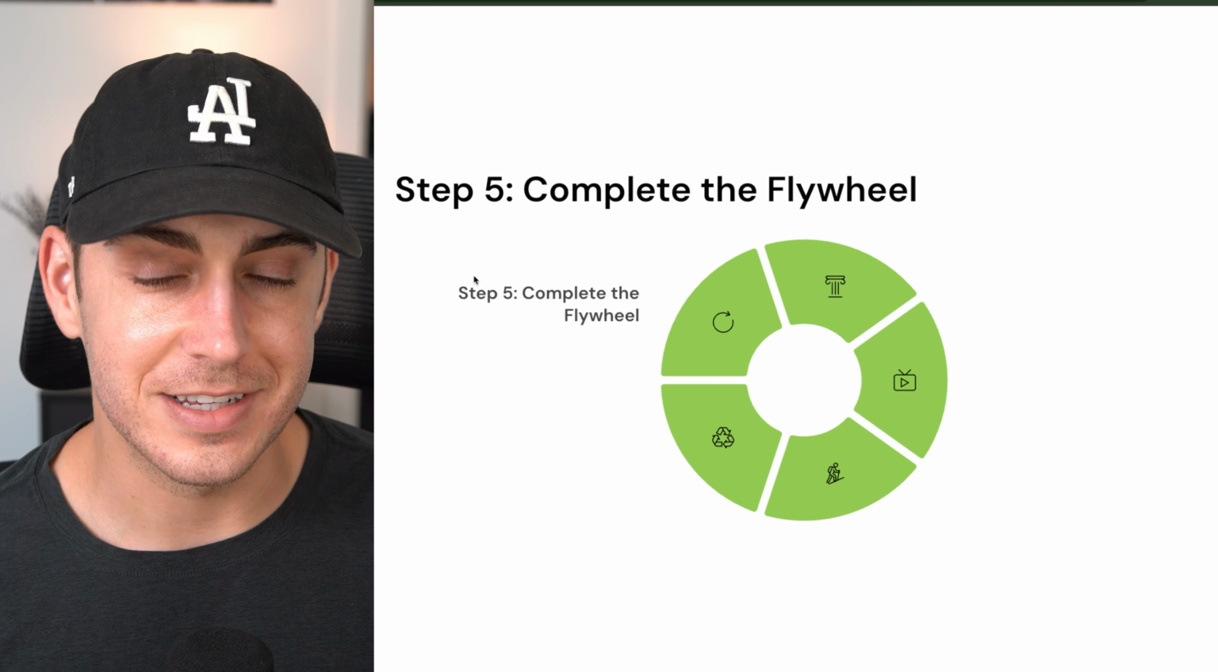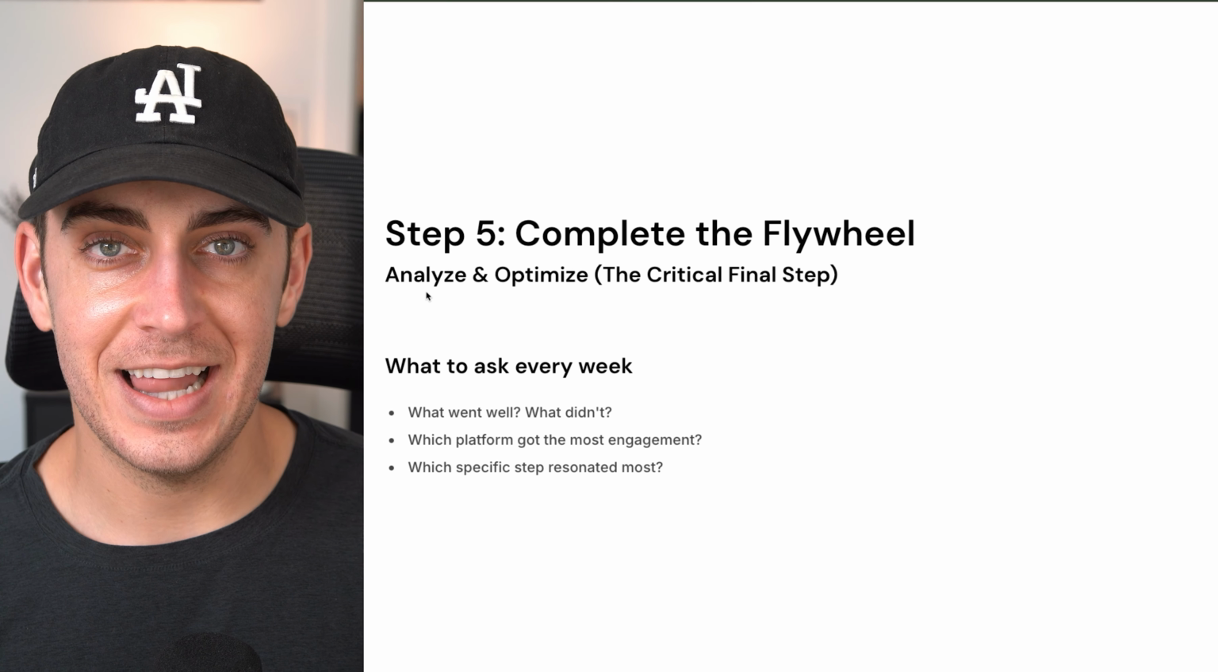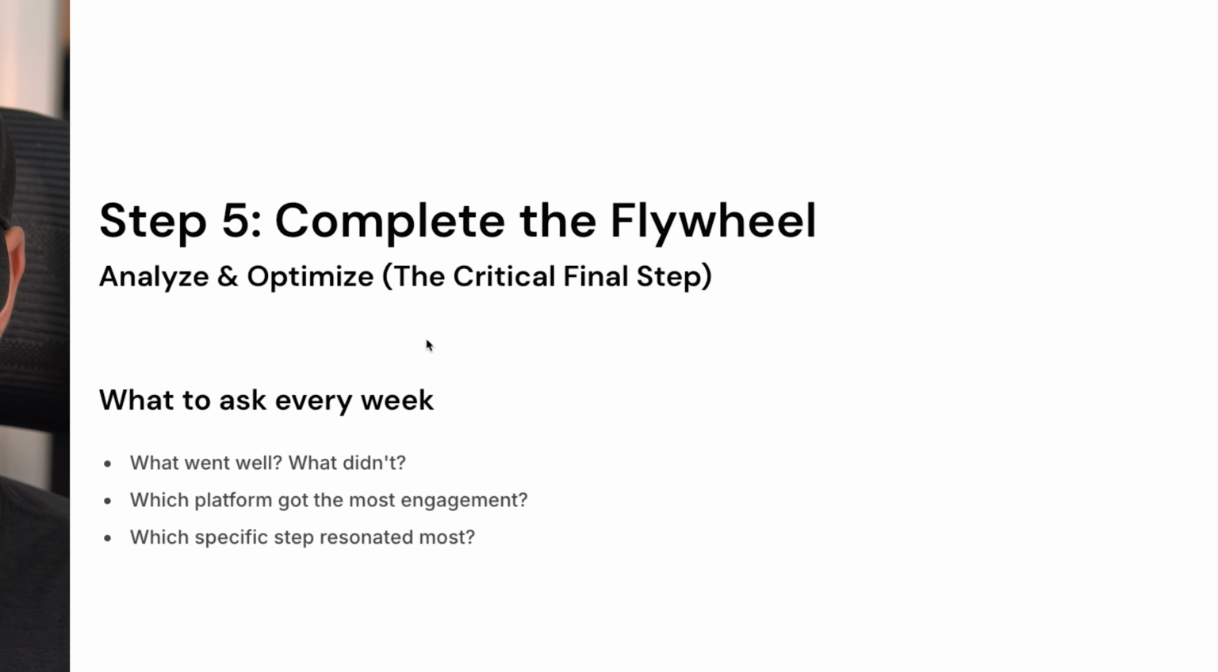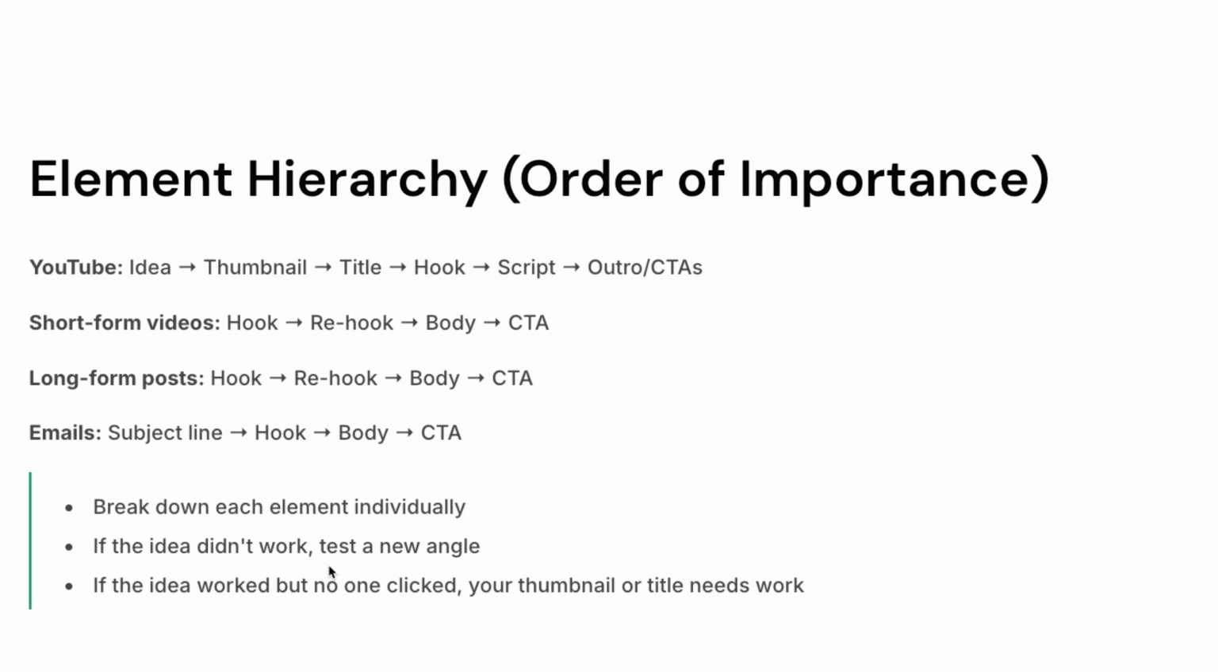Finally, we're on to step 5, which is completing the content flywheel. So at this point, what we're going to do is analyze and optimize. And this is a critical final step because after every week, when you've posted all your content, you need to ask yourself what went well and what didn't. Which platform got the most engagement and which specific step resonated the most with your audience this week. And when you're asking yourself these questions, you want to look at the different elements of the content that you posted across all the platforms.